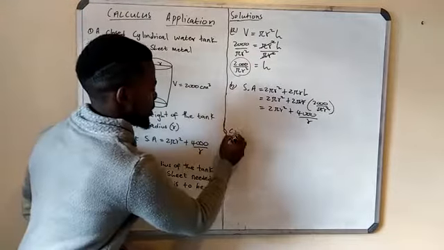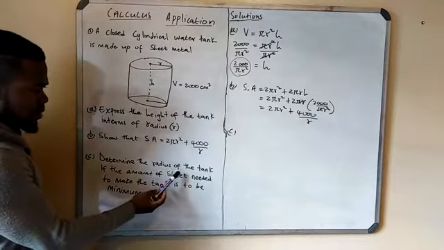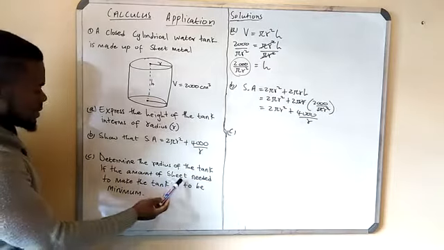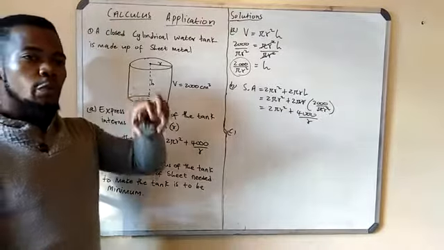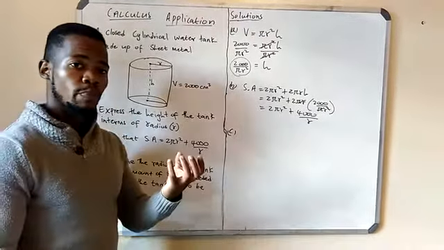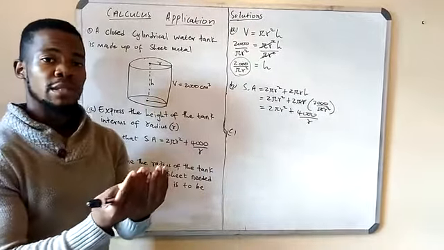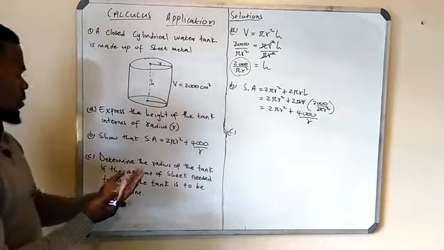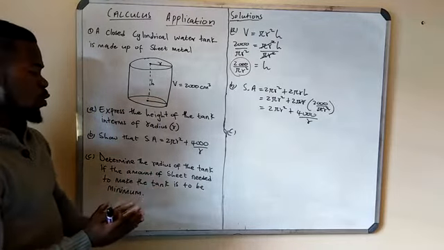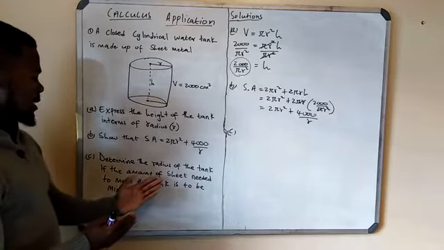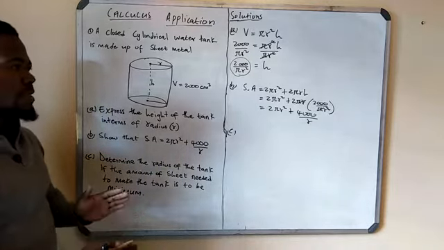Here's our surface area. Now, moving on to the last question. Determine the radius of the tank if the amount of sheet needed to make the tank is to be minimal. Remember, what you fill inside a cylinder is the volume. But what you are covering a cylinder with, now we're talking what? We're talking surface area. This cylindrical water tank is made up of a sheet. So when they say the amount of sheet needed to make the tank is to be minimal, it simply means that we are talking surface area.